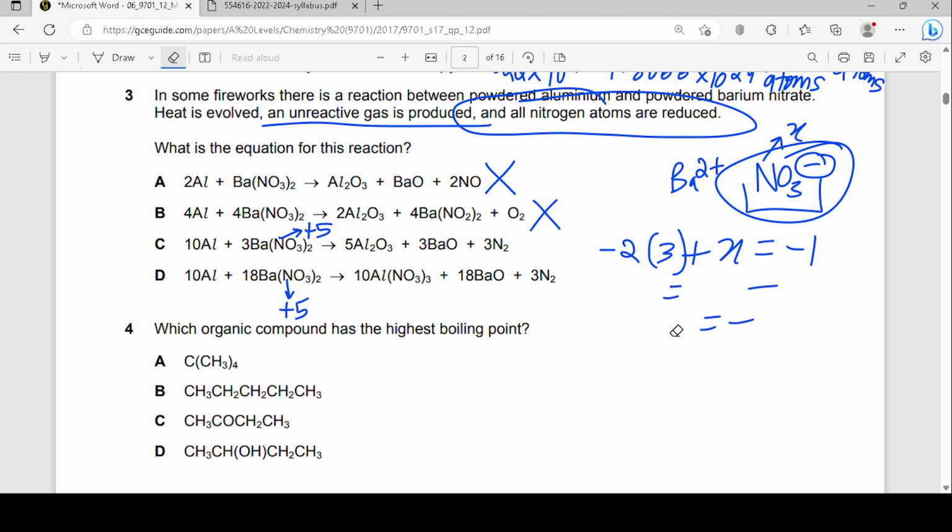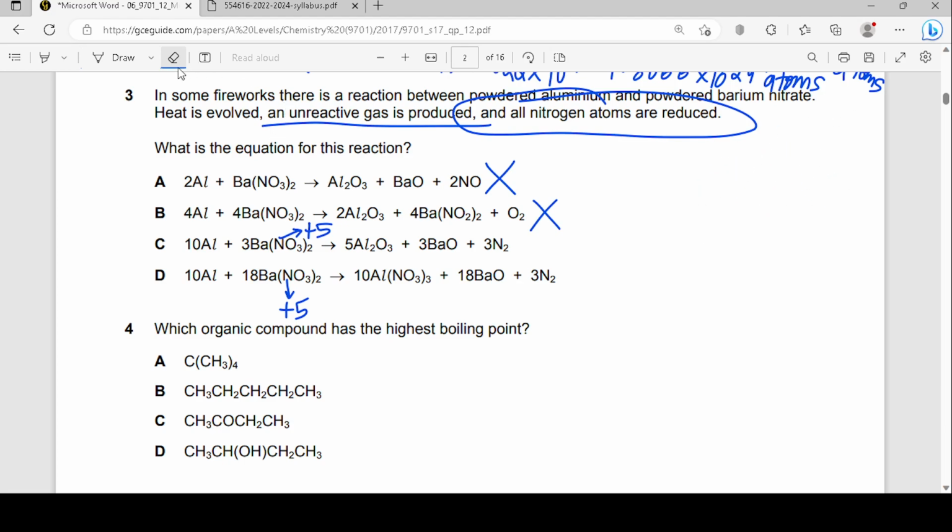So now let's look at the right hand side. Here we have N2, which is how nitrogen exists naturally, so the oxidation number is going to be 0 there. Even in option D, that's the case. So going from +5 to 0, your oxidation number is decreasing, so it's definitely a reduction. So in option C, nitrogen is definitely being reduced, and even in option D, in this part, nitrogen is definitely being reduced.